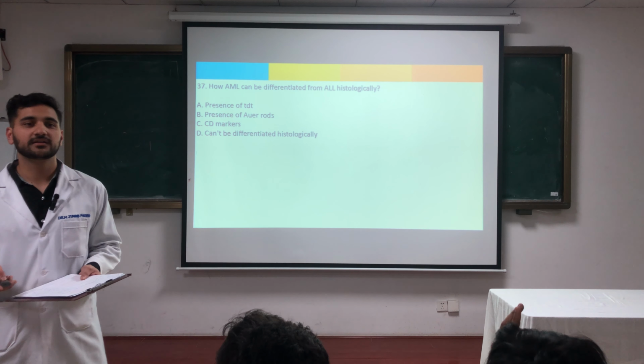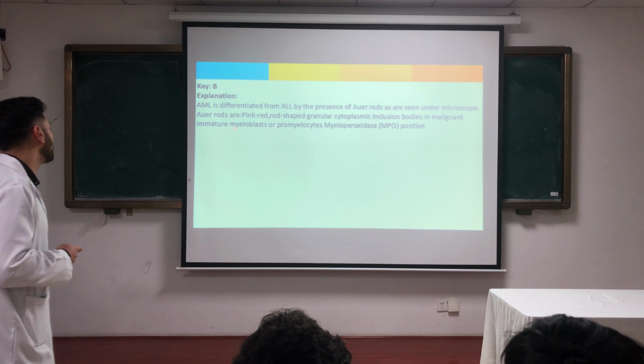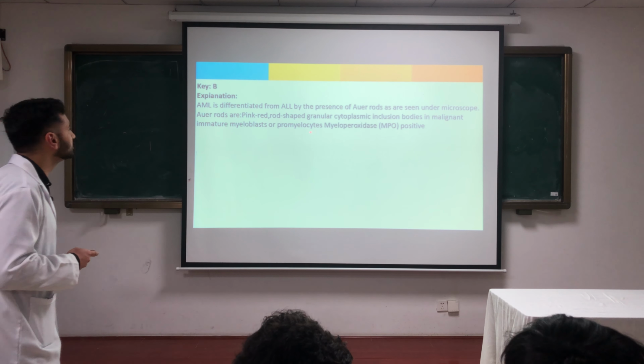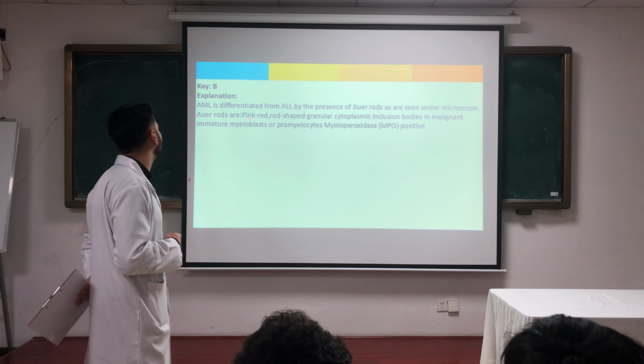So now, basically the main difference is that Auer rods are present here and MPO is positive here. AML is differentiated from ALL by the presence of Auer rods as seen under the microscope. Auer rods are pink-red, rod-shaped granular cytoplasmic inclusion bodies in malignant immature myeloblasts or myelocytes. Myeloperoxidase, MPO, is positive here.